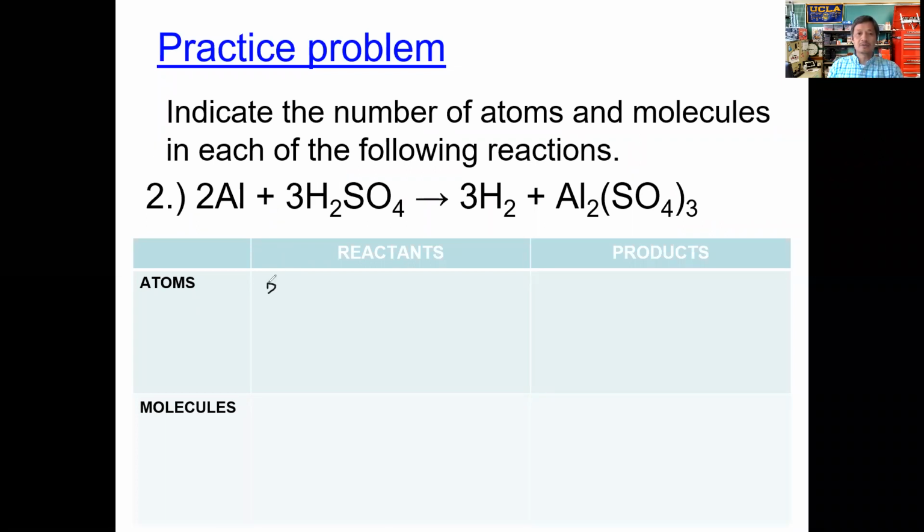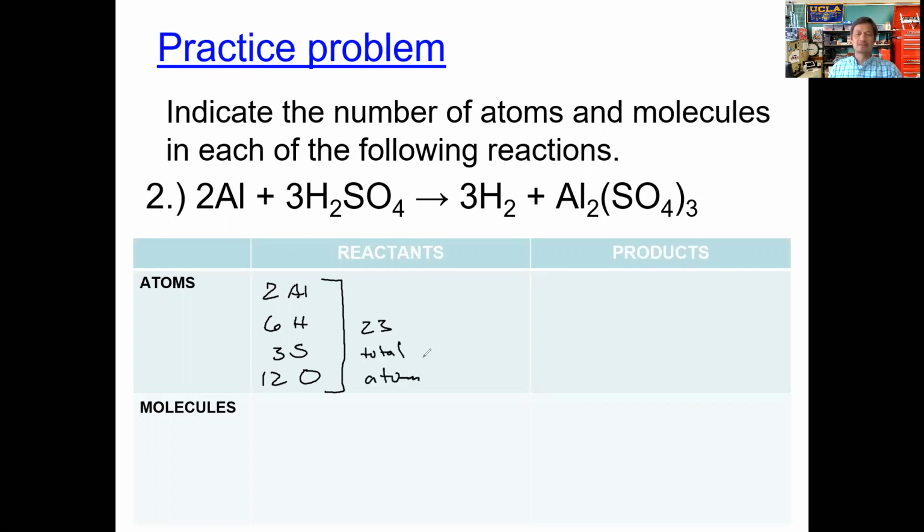We have 2 atoms of aluminum, 6 total atoms of hydrogen, 3 atoms of sulfur, and 12 atoms of oxygen. So we're counting individual atoms here, taking each one of these molecules and breaking them up and counting individual atoms. If you do so, hopefully you recognize that we have 23 total atoms on the reactant side.